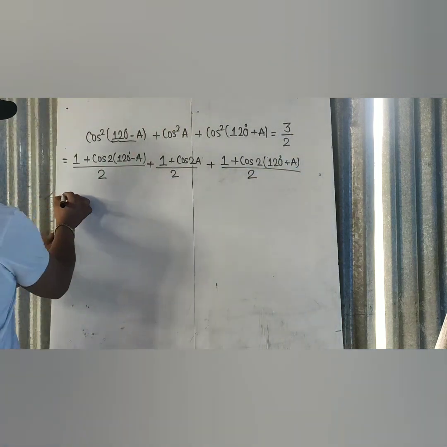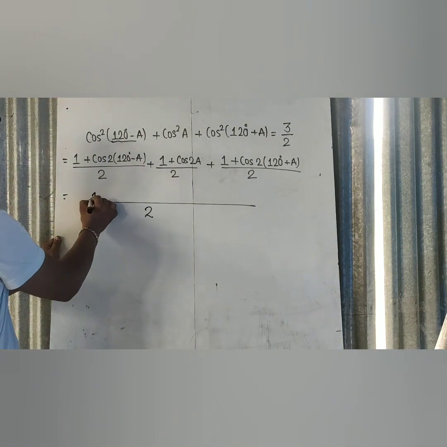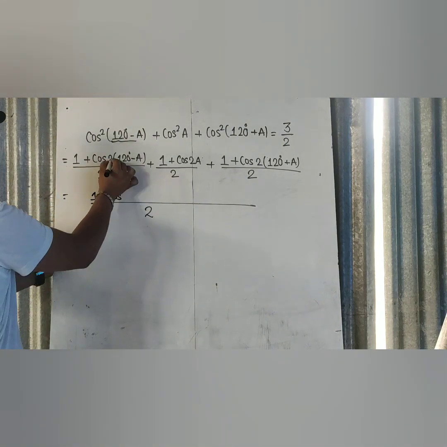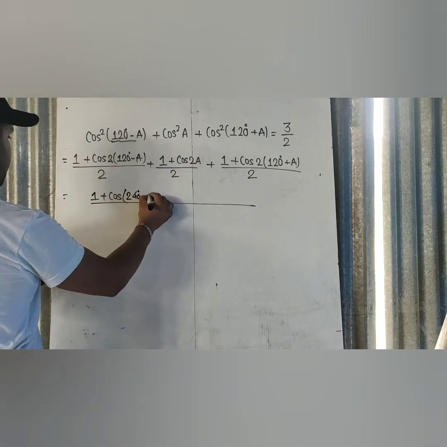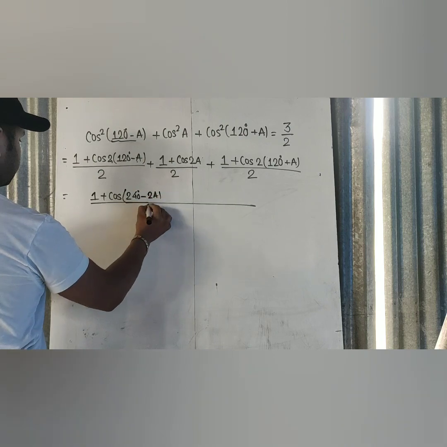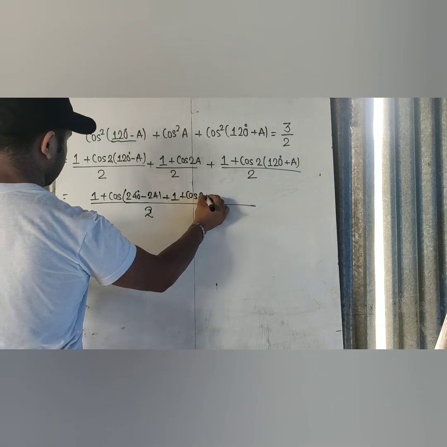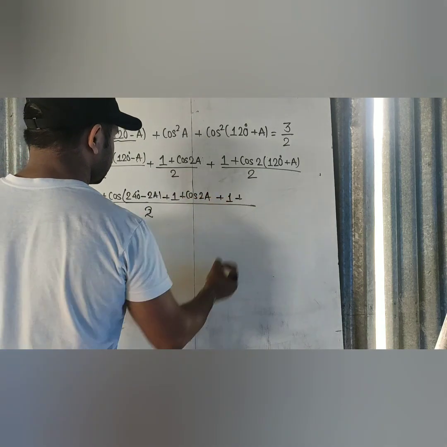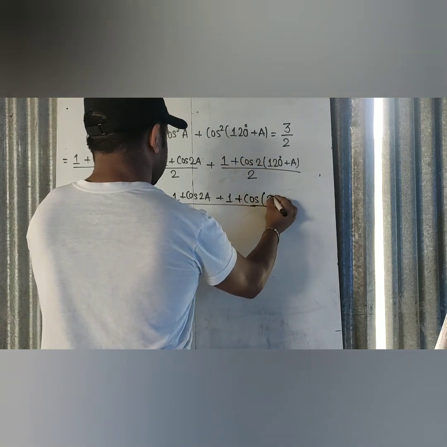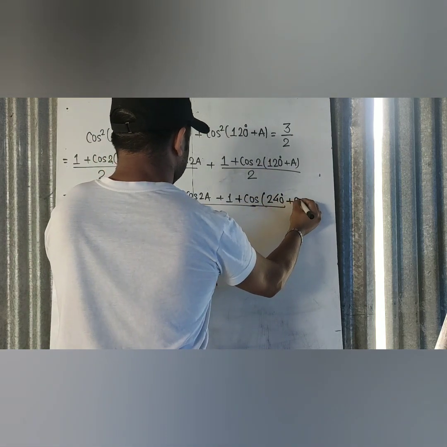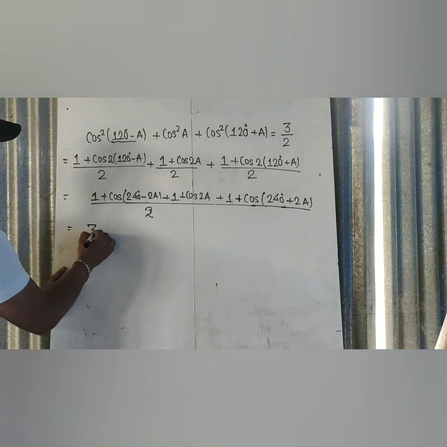Now we take the LCM from all the three terms. The LCM becomes to be 2. 1 plus cos 2 into 120 is 240 minus 2 into a is 2a, 1 plus cos 2a plus 1 plus cos 2 into 120 is 240 plus 2 into a is 2a. Now here 1 plus 1 plus 1 gives you 3 plus.